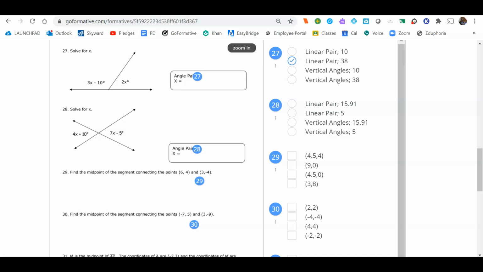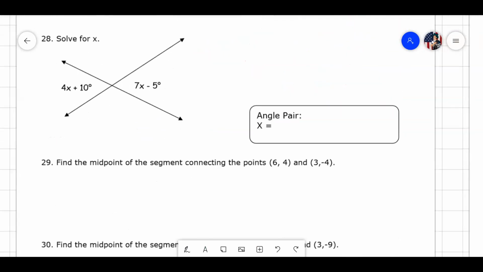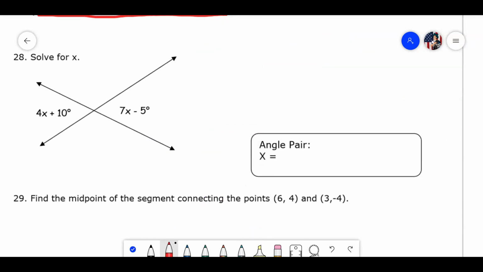Cool. All right, let's do number 28. So what would you call this angle pair? Whenever you have angles across from each other like this, they're called vertical angles. Angles that are across from each other are vertical angles, and they're congruent. Their measurements are equal. So let's set them equal to each other. 4x minus 10 equals 7x minus 5.